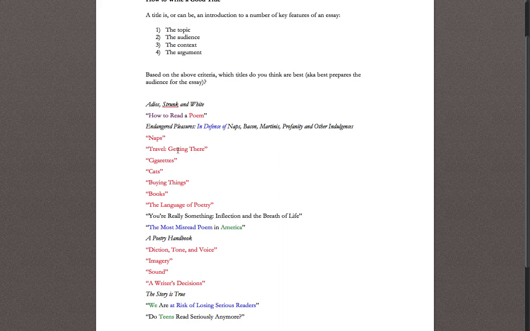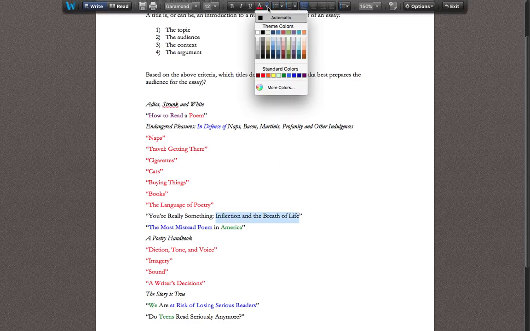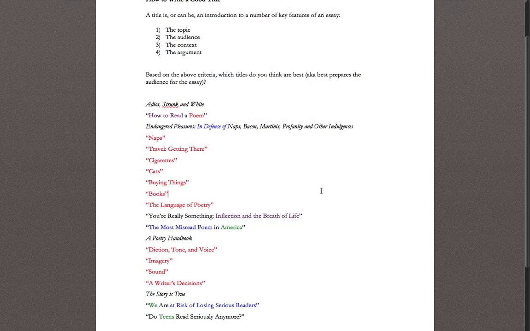Let's see, what else? When Charles Baxter says the breath of life, inflection and the breath of life, he is very much hinting at a purpose or an argument of his essay. He's saying that inflection is the reality of text. It's the reality of a fictional story. It creates a realistic environment for the reader to live in. It is the breath of life. So he makes an argument there.